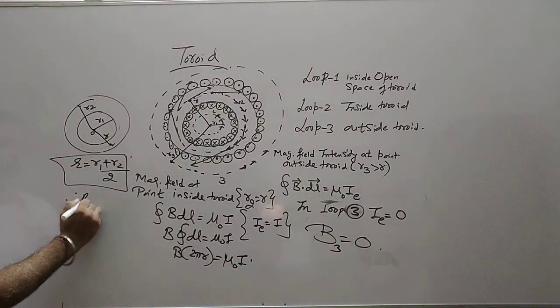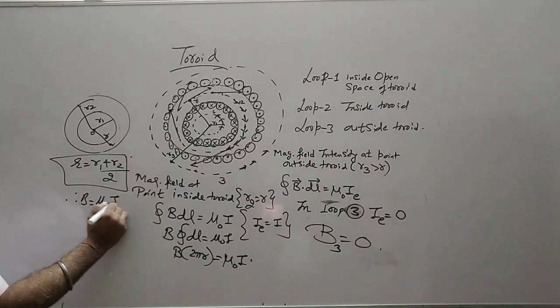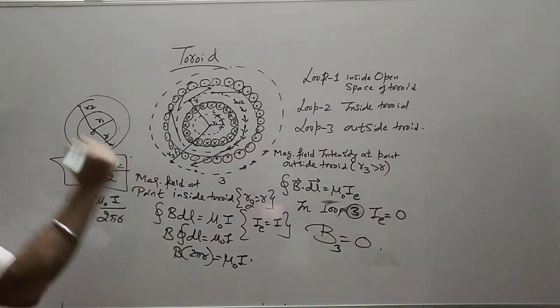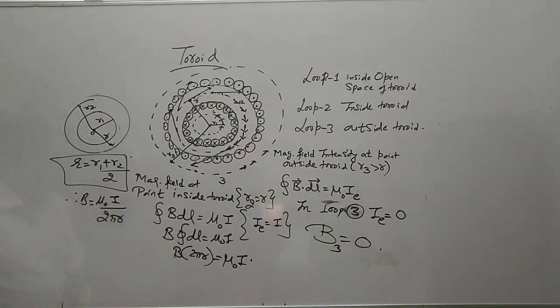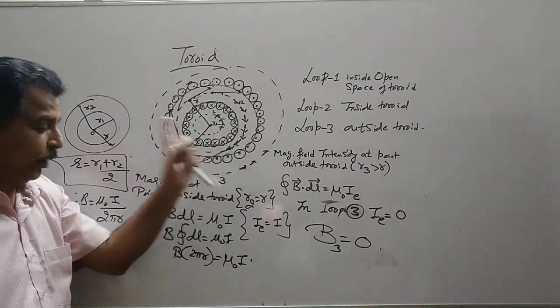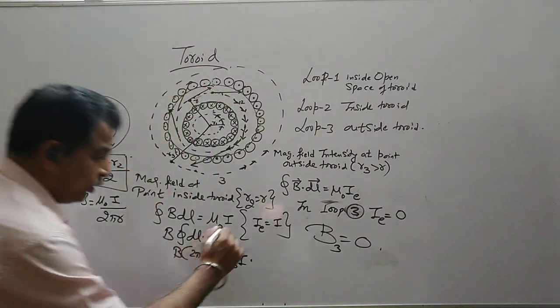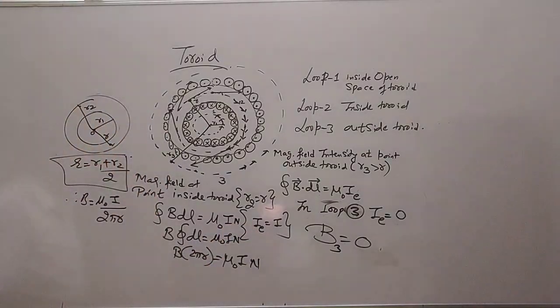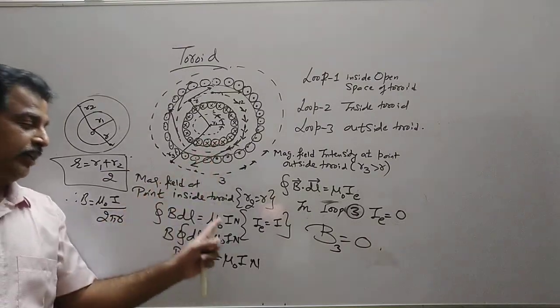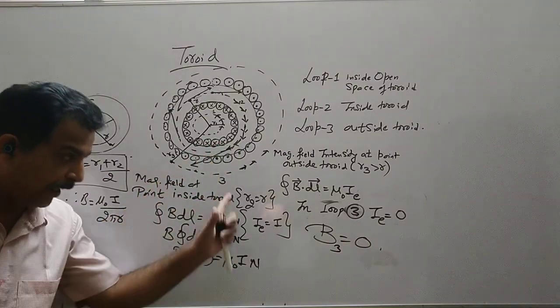Therefore B is equal to mu naught I upon 2 pi r. Now, this is the circumference of a circle. There are n turns, sorry, so I should write n here also. There are n number of turns, and each turn has a current I. So there should be an n.